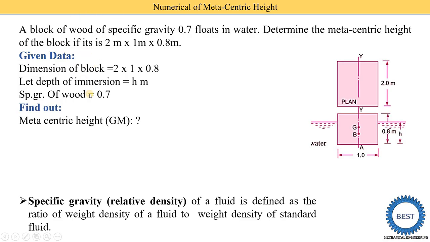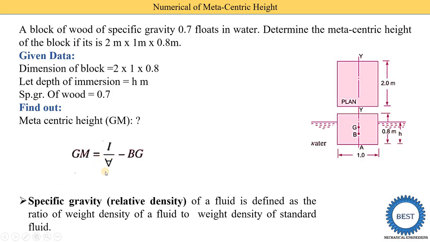In this numerical we need to find out the metacentric height, and it is denoted by GM. So what is the equation of the metacentric height? It involves the moment of inertia I. Here the component is rectangular, so the moment of inertia equation is b into d cube divided by 12.